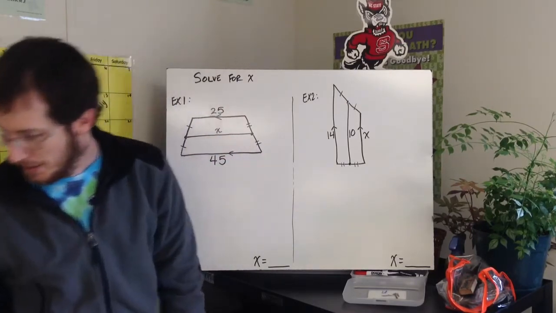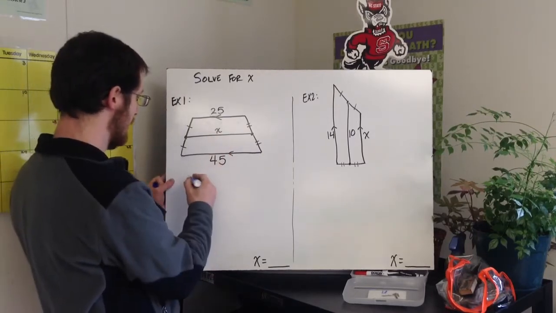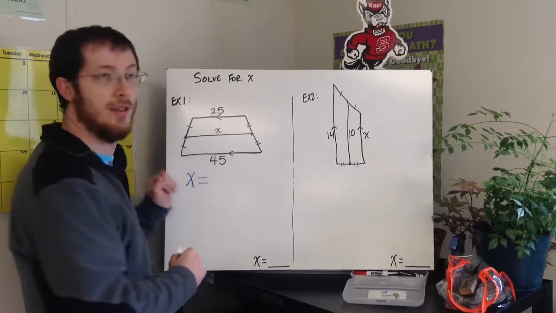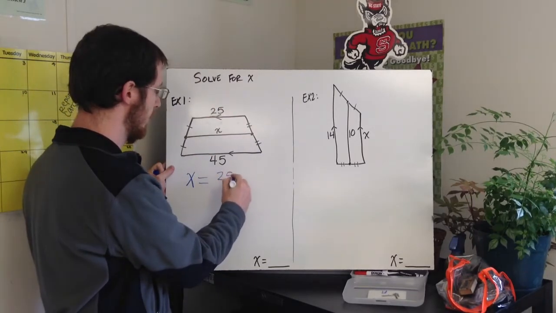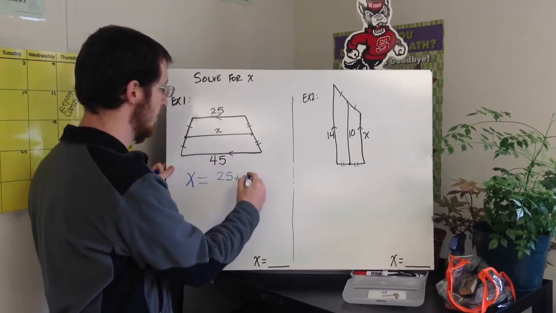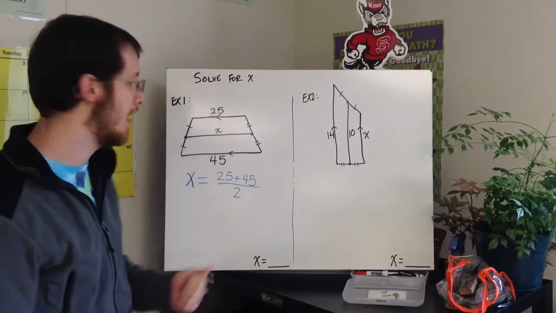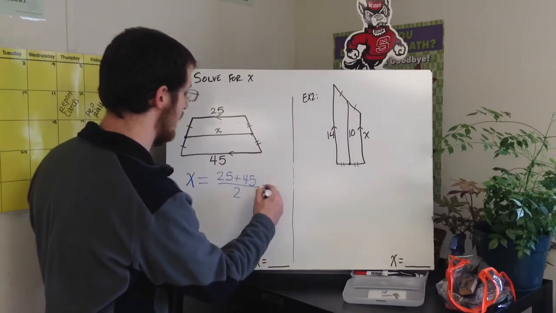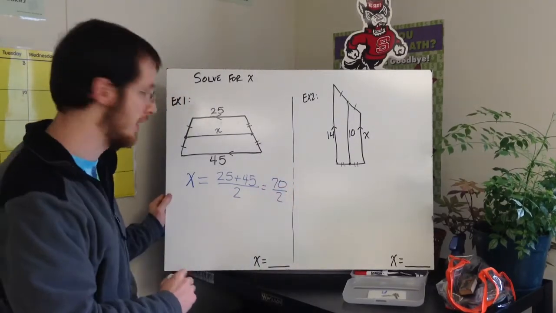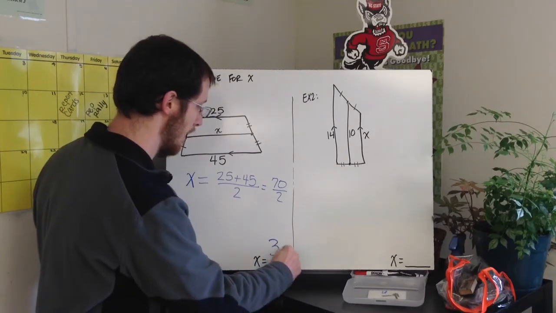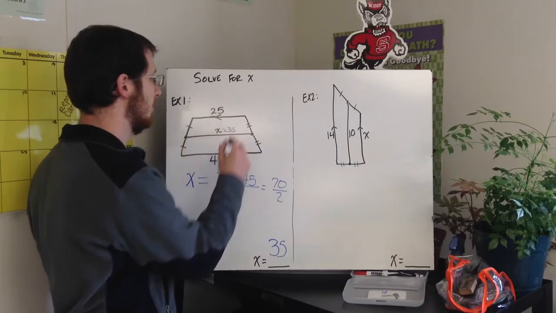To find x, we know the length of our midsegment is the average of our two bases. So here's base 1, add that to base 2, and then we want to divide by 2. That'll give us the average. So 25 and 45 makes 70. 70 divided by 2 is 35. So our midsegment has a length of 35.